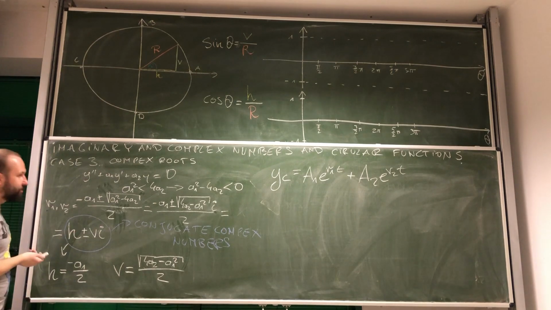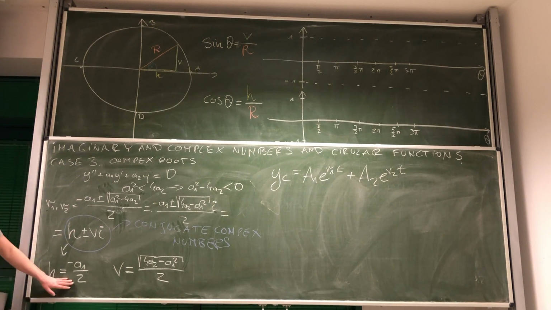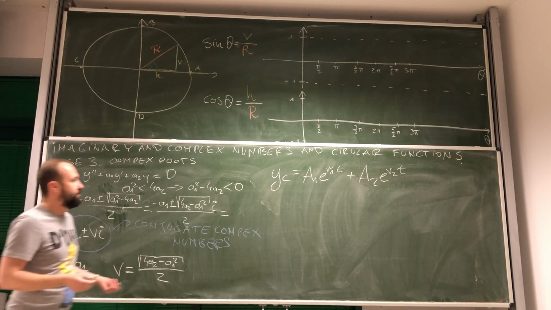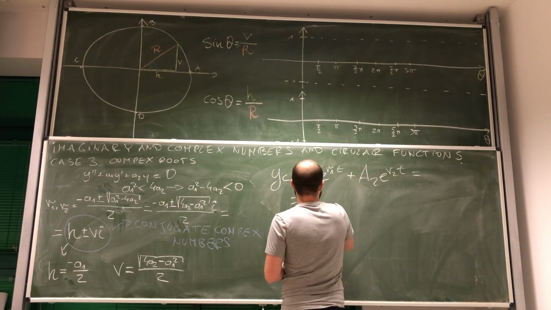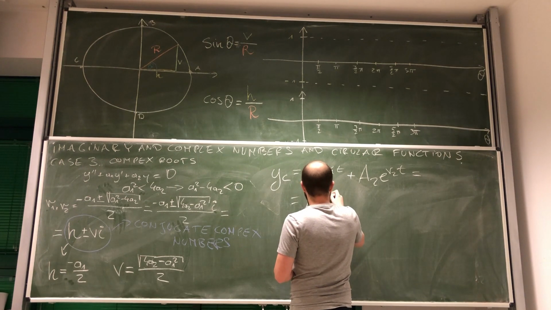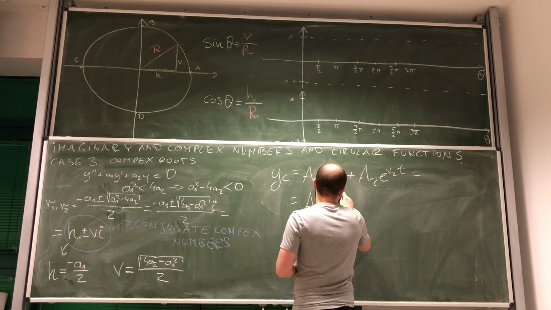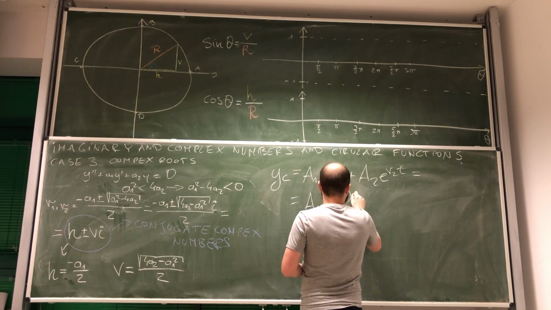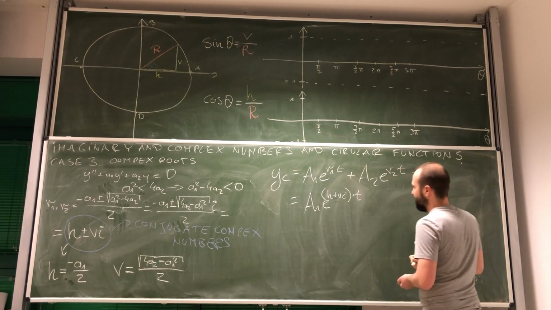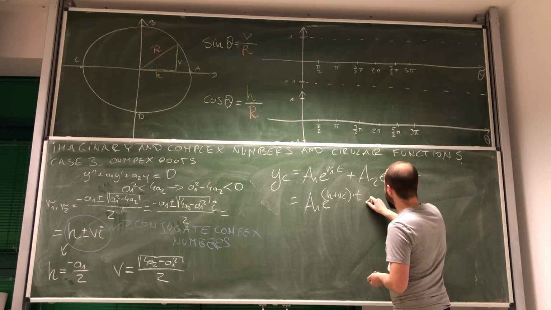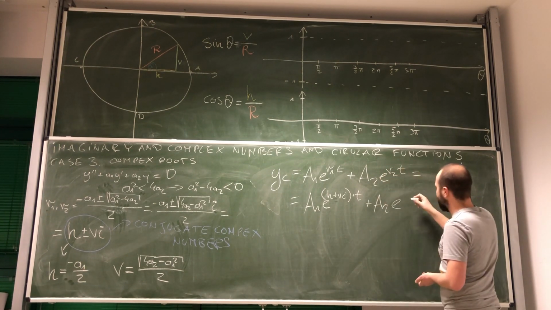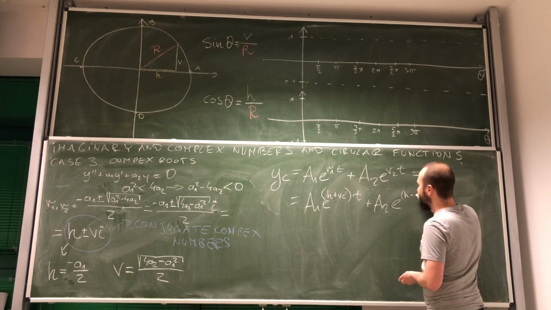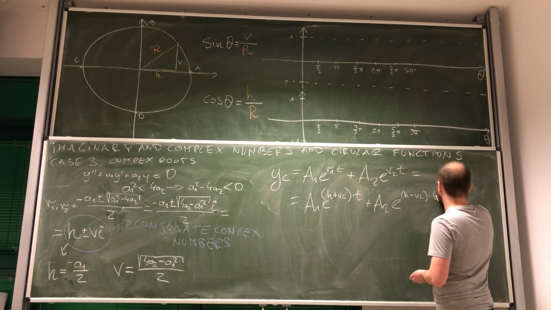So now that we know the solutions, how about we substitute, right? So instead of this we write a1 e to the power h plus vi times t, plus a2 e to the power h minus vi times t.